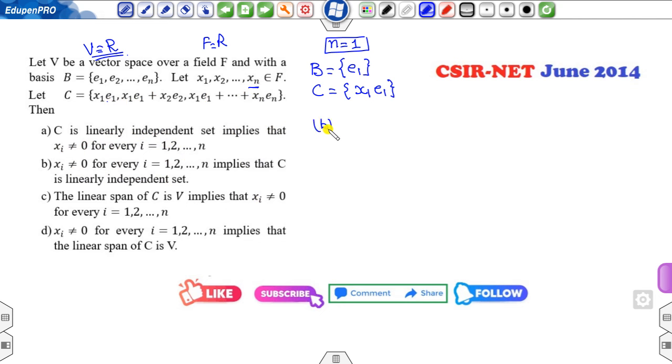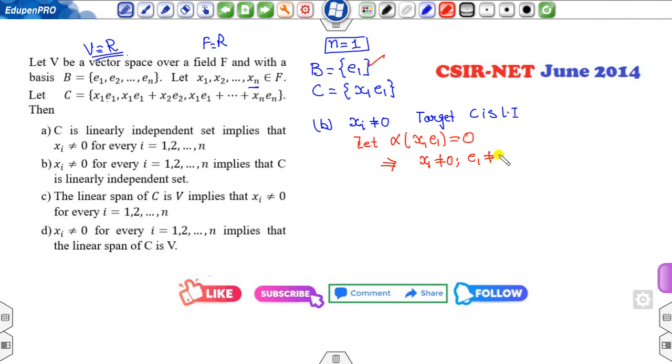Okay, firstly think about this. xi is non-zero. Your target is to check whether C is linearly independent or not. Because n is 1, I can start with let alpha times x1 e1 be 0. Now, because x1 is non-zero and e1 is a basis vector, which is non-zero, what does it imply? Alpha is 0. Therefore, it is linearly independent. So C is linearly independent.